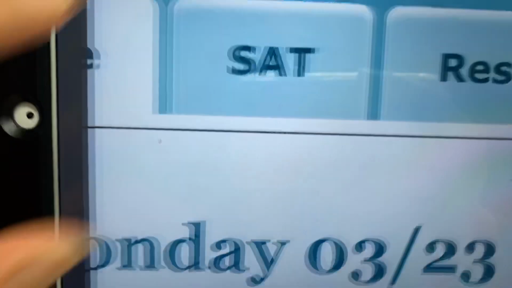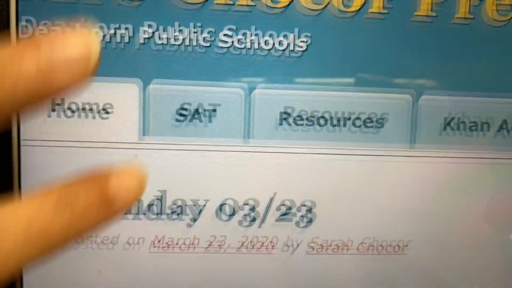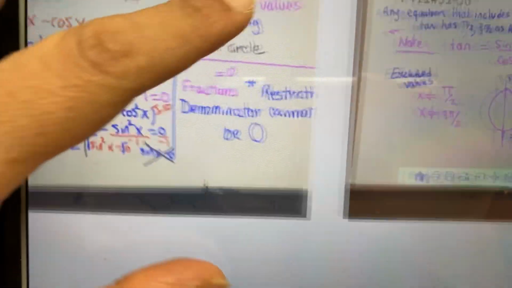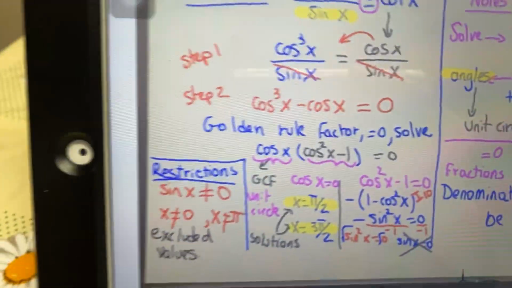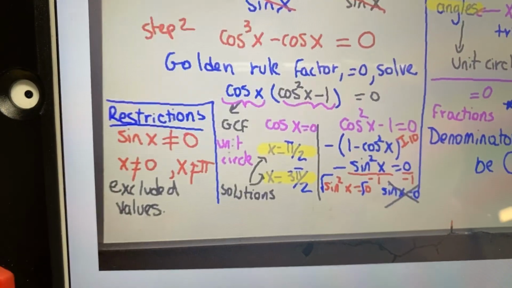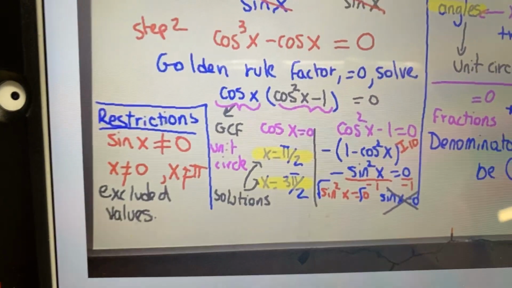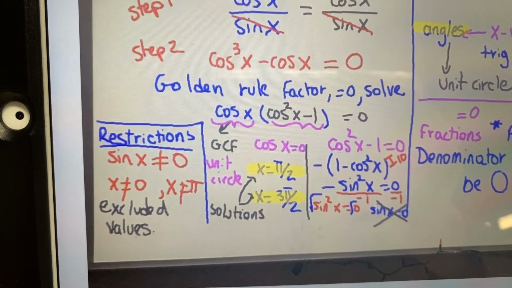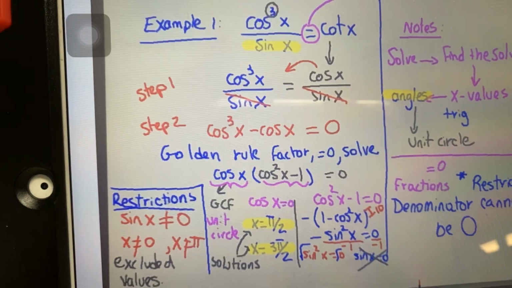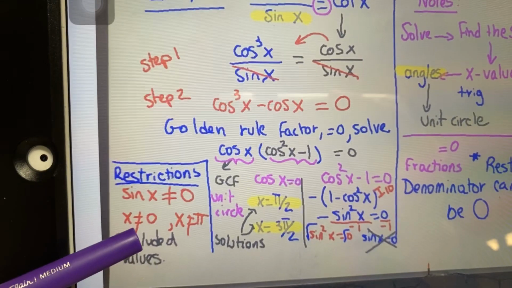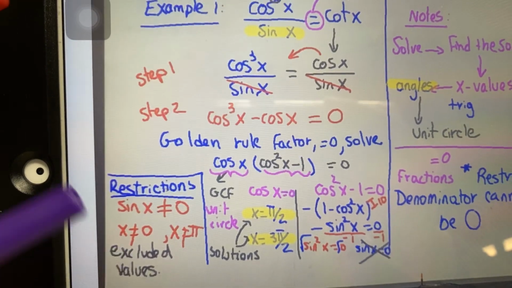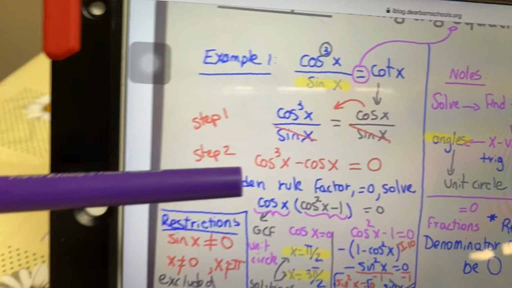So when I solve, I am not allowed to get those two values, but I am allowed to get everything else. That's why under restrictions, I put x cannot equal 0 degrees or radians, and x cannot equal pi. Those we call excluded values. So after we list the not allowed values or restrictions or excluded values, we can keep going.